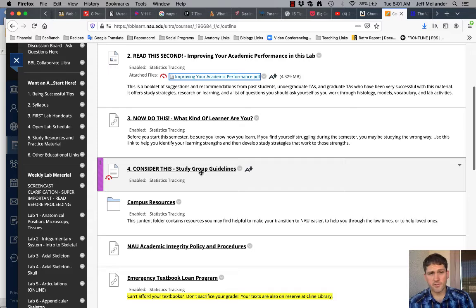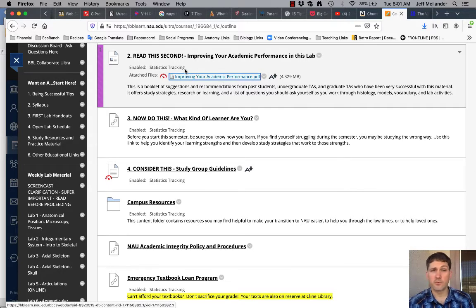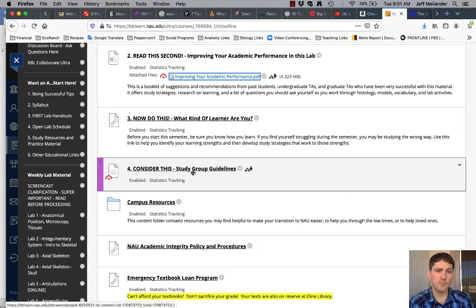All right, moving down, it's that same document, the study group guidelines, but it's just here as one reference tool. I pulled it out and made it just one page, thinking that maybe students won't actually look at this document, but maybe they want to reference study groups.